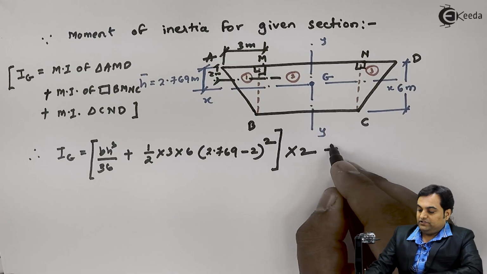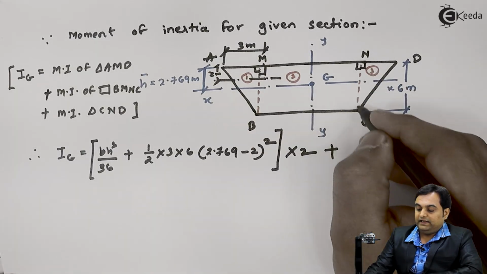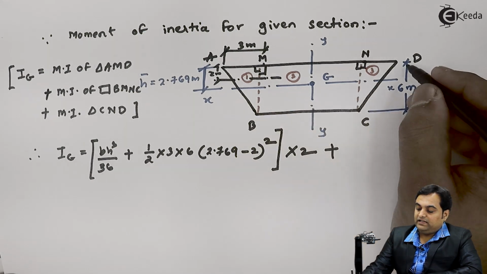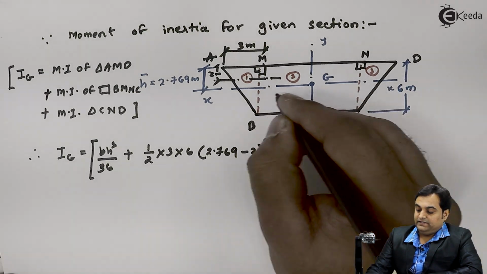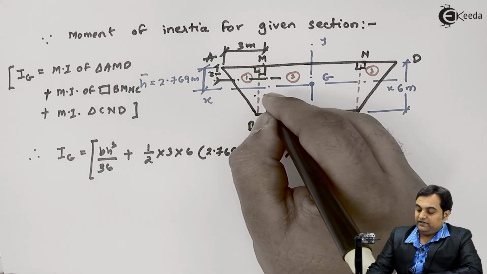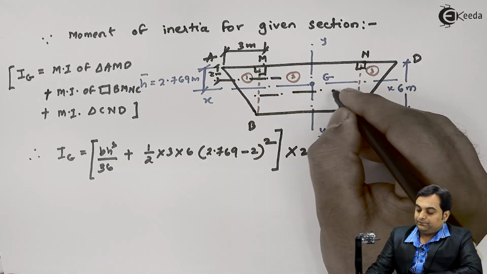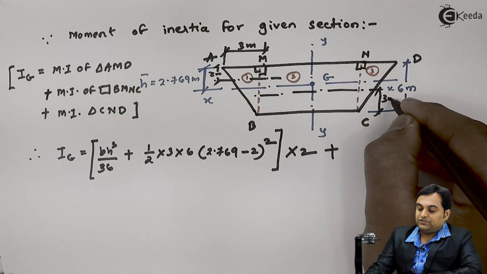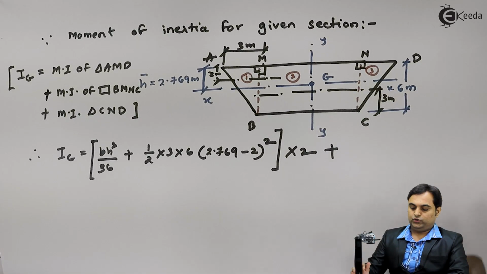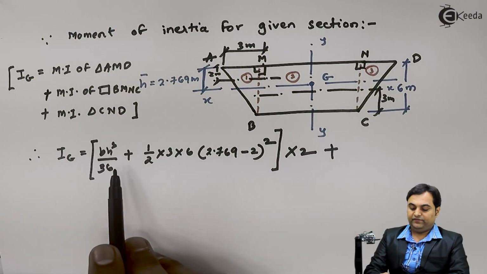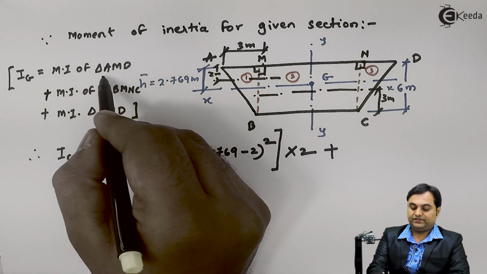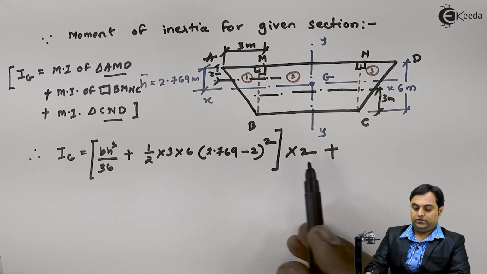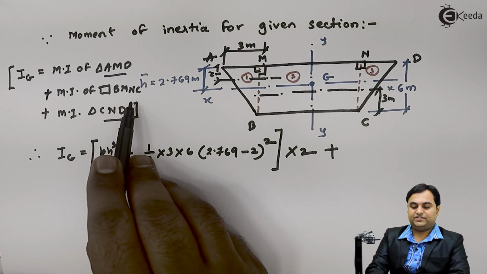Now after this, we are talking about the rectangle. Its horizontal axis will be at half of 6 meter, that is at 3 meter, you can say exactly at the center. At 3 meter distance, its axis would be there. So now the moment of inertia we have calculated for both the triangles, that is triangle AMD and triangle CND. It is complete. Now only rectangle BMNC is left.